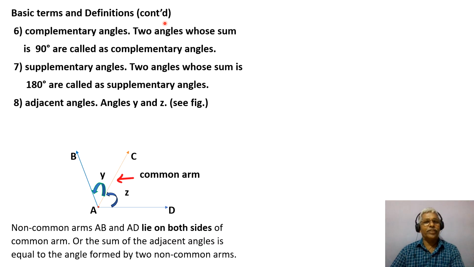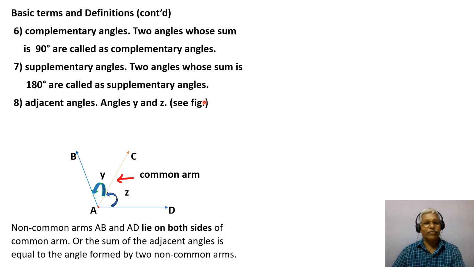Basic terms and definitions continued. Sixth one, complementary angles. Two angles whose sum is 90 degrees are called complementary angles. This is two angles and 90 sum. Okay, complementary. Seventh one, supplementary angles. Two angles whose sum is 180 degrees are called supplementary angles. So again, two angles and sum is 180, supplementary angles. Remember like this. Okay. Eighth one, adjacent angles.